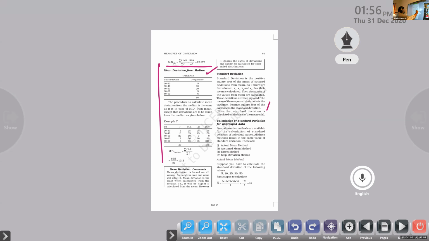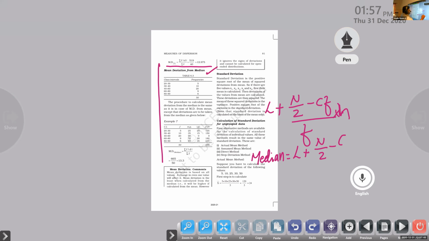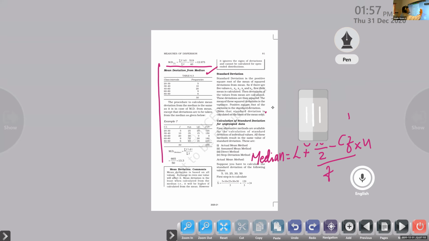Very good. So L plus N by 2 minus CF divided by frequency F, into H. So rewriting the formula here: median is equal to L plus N by 2 minus CF divided by F into H. This is the formula to find the median. So find N by 2 first.